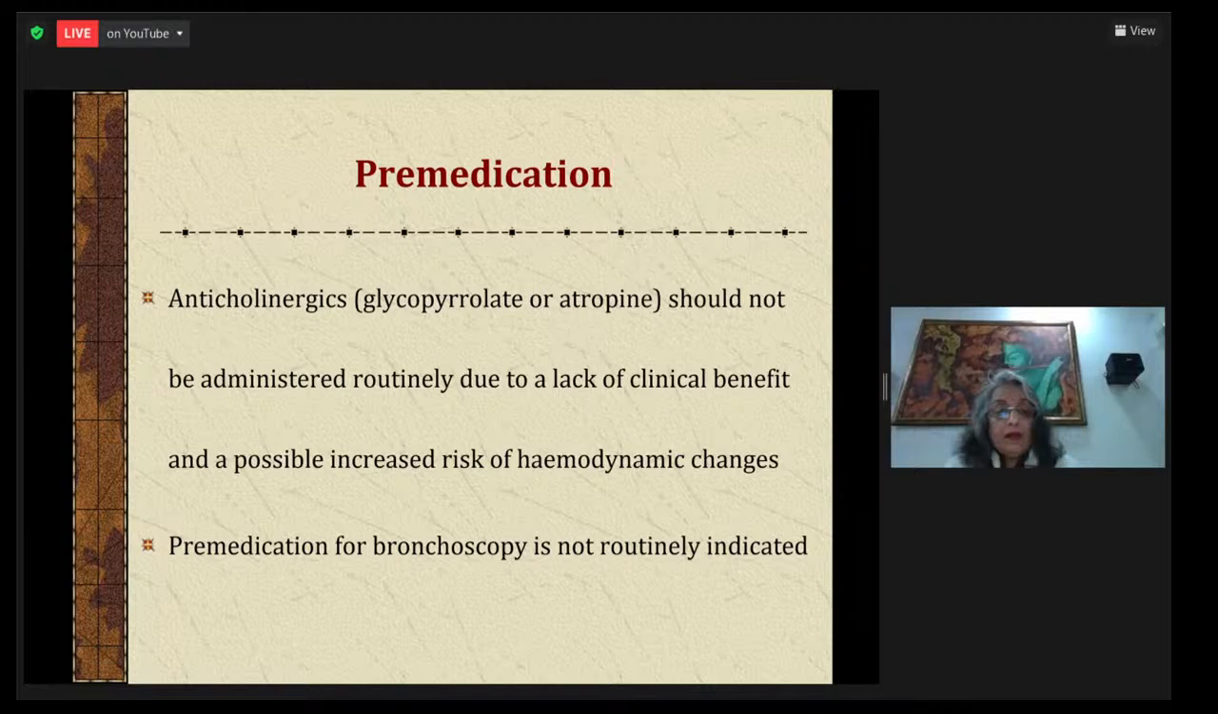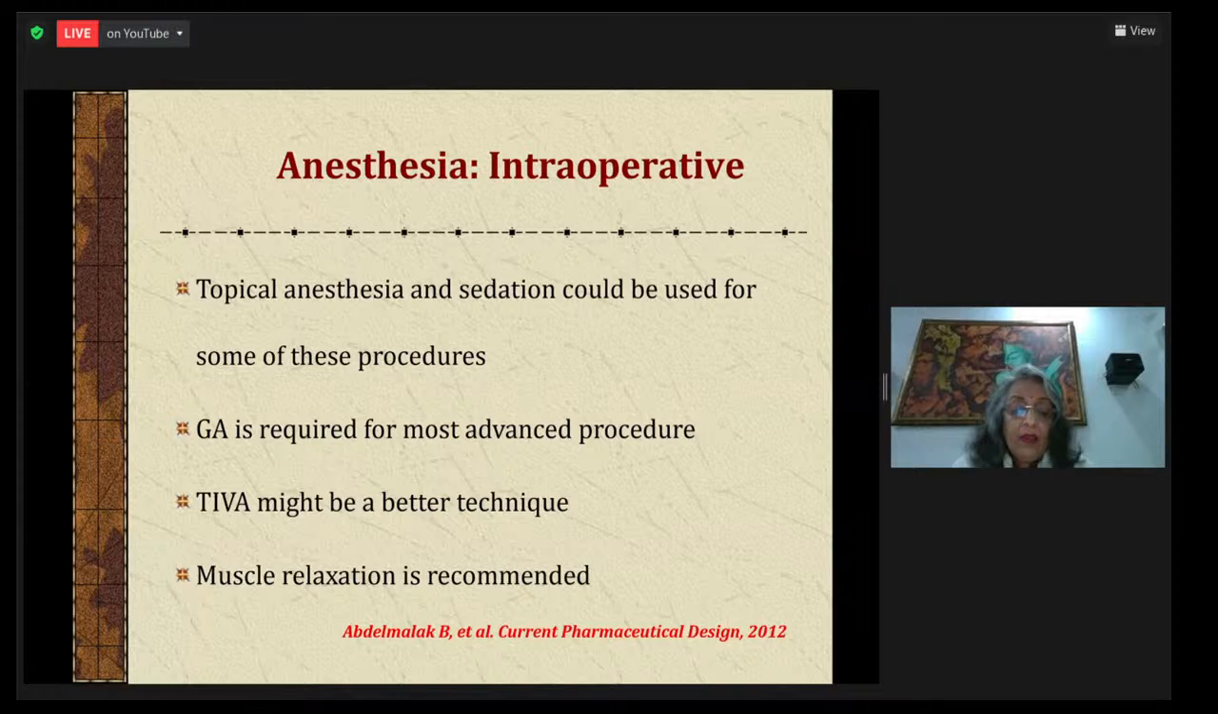Intraoperative conditions: topical anesthesia and sedation could be used in some of these procedures. GA is required in most advanced procedures, and total intravenous anesthesia is a better technique. Muscle relaxant is rarely required and only if it is absolutely necessary, as in placing a stent or removing a stent. These kinds of procedures would require a muscle relaxant because a moving patient can be catastrophic in these situations.